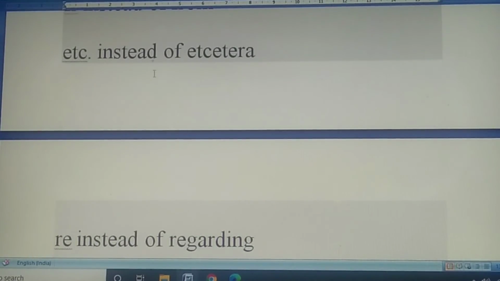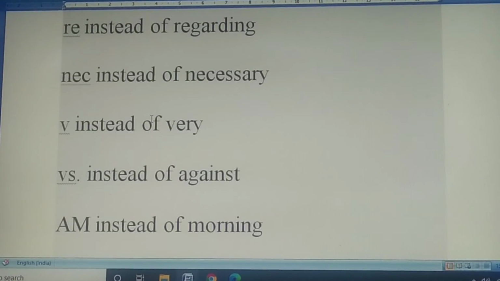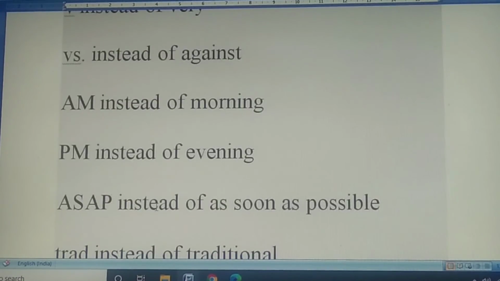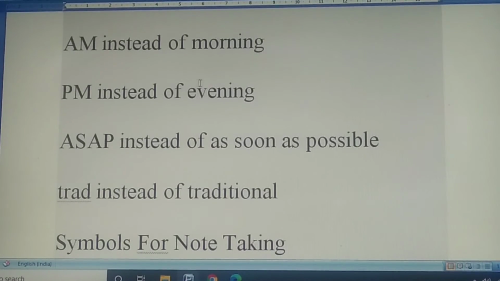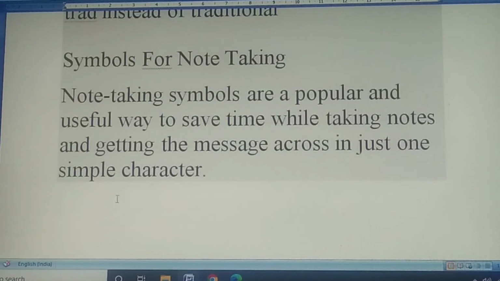Etc. RE, regarding. NEC, necessary. V instead of "very." VS, versus, against. Yes, this versus that we say. AM, it is for morning. The full form is, do you know, anti-meridian. PM, post-meridian. So, you have it in geography and all. ASAP instead of "as soon as possible." TRAD, traditional.